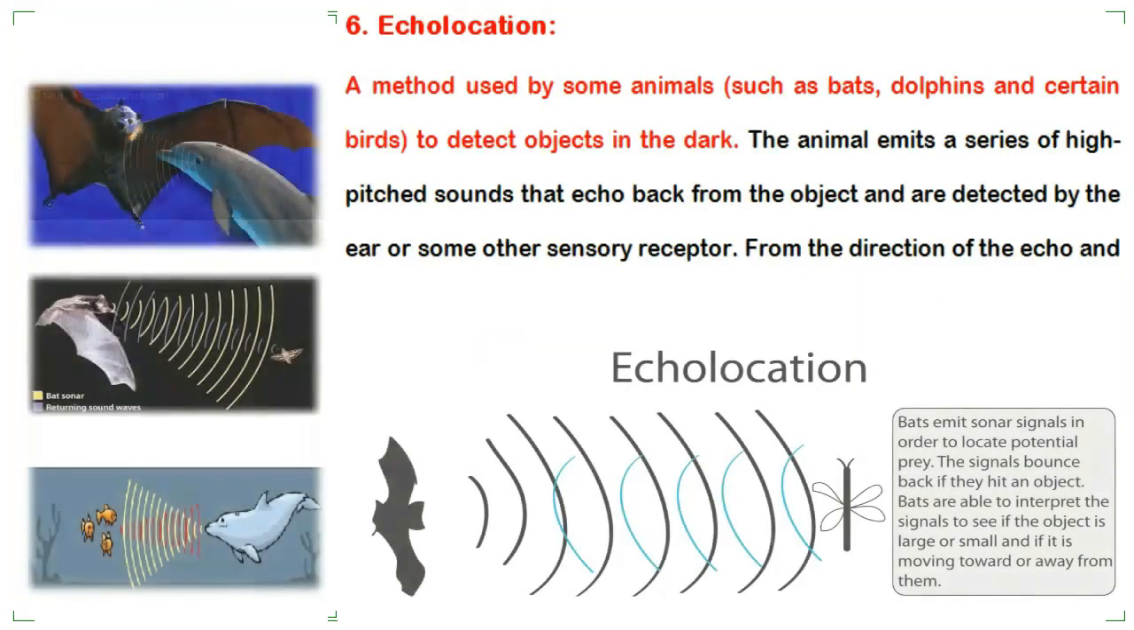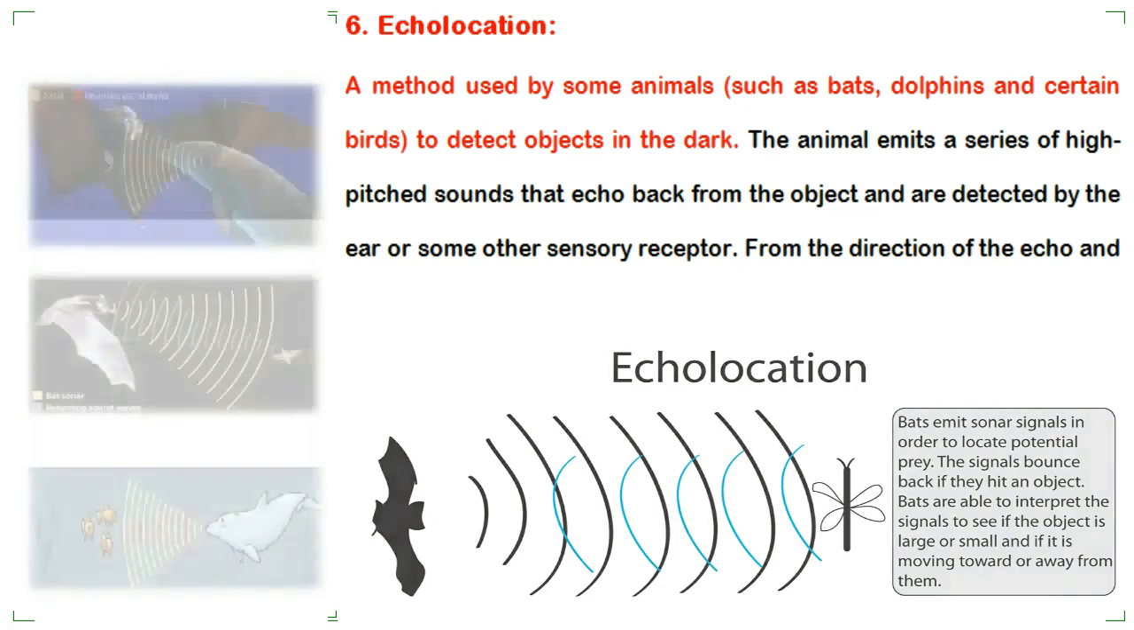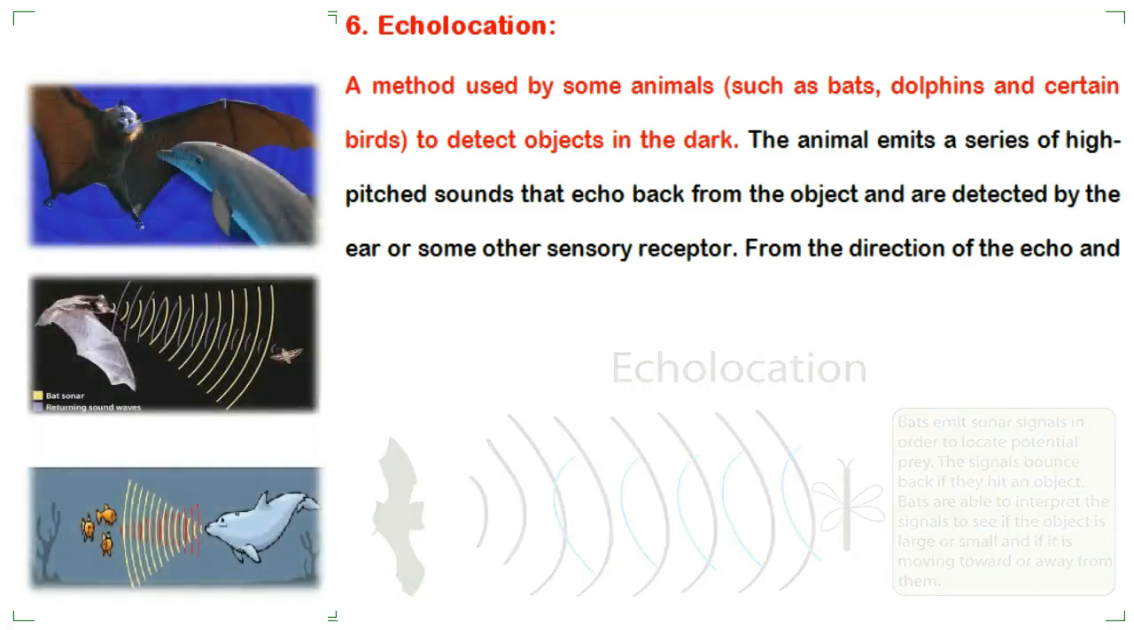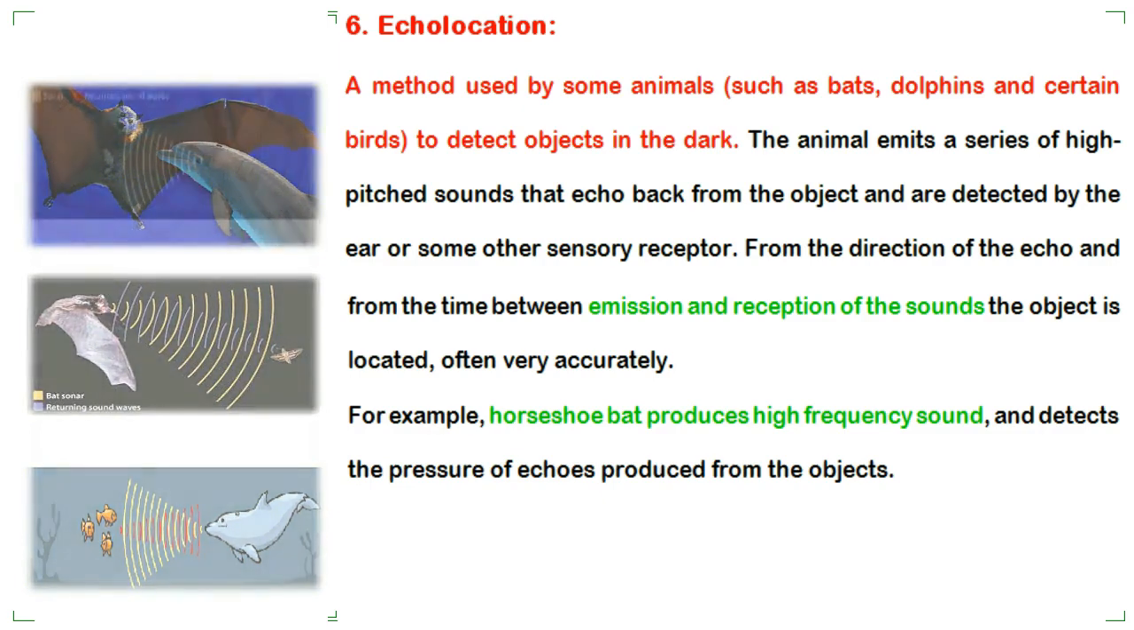Echolocation. Echolocation is a method used by some animals, such as bats, dolphins and certain birds, to detect objects in the dark. The animal emits a series of high-pitched sounds that echo back from the object, and are detected by the ear or some other sensory receptor. From the direction of the echo, and from the time between emission and reception of the sounds, the object is located, often very accurately. For example, the horseshoe bat produces high-frequency sound, and detects the pressure of echoes produced from the objects.